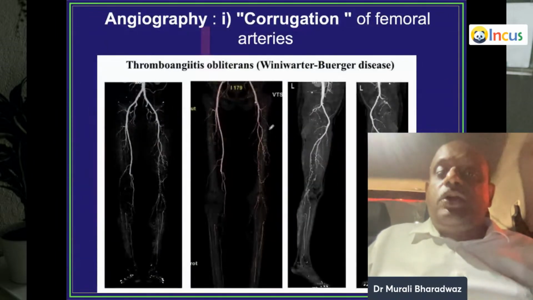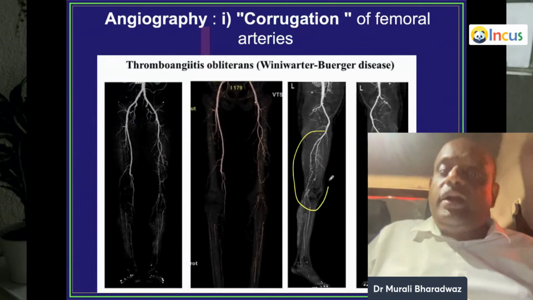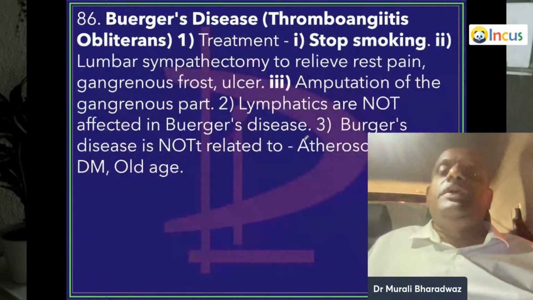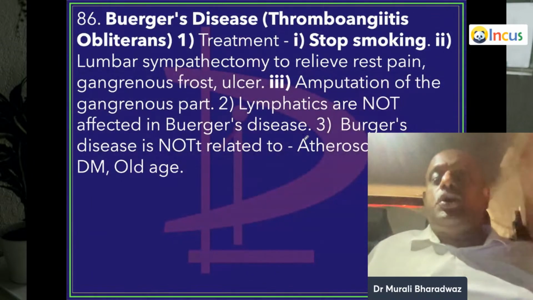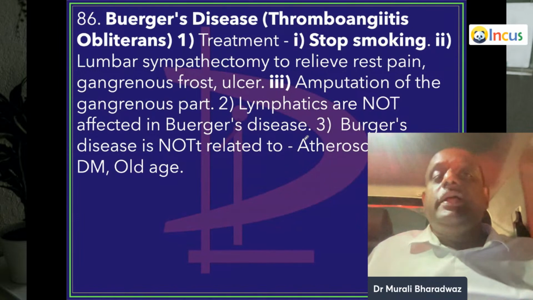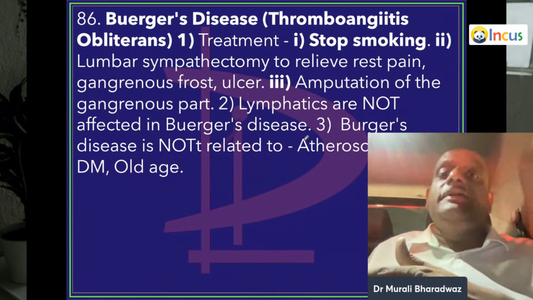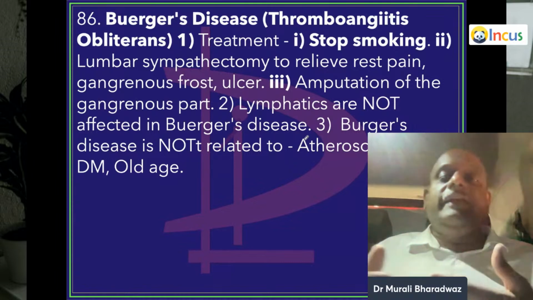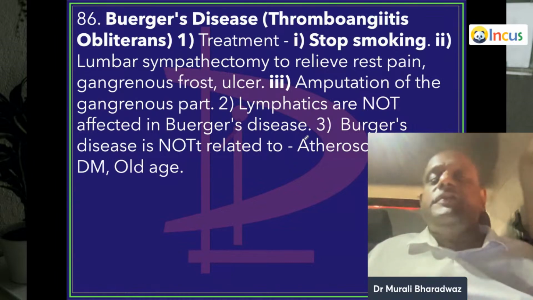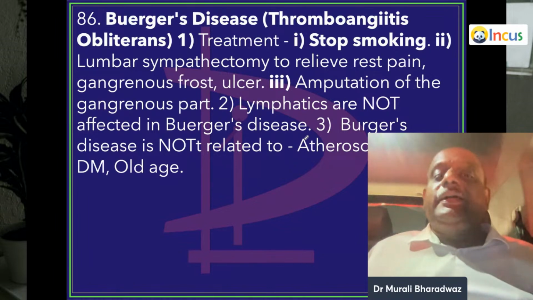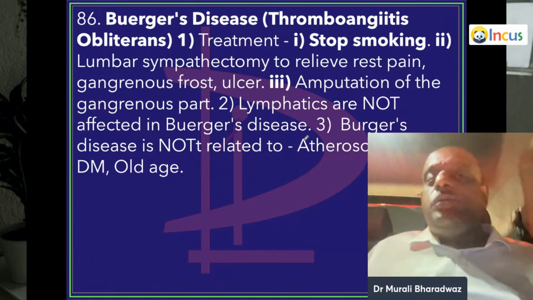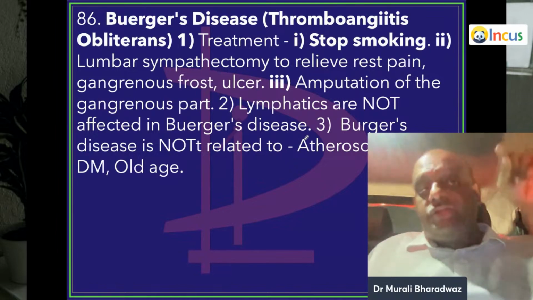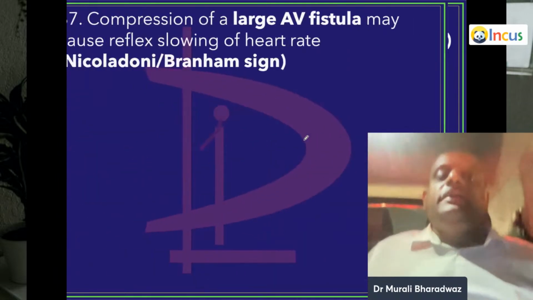So this is the corrugation of the femoral arteries, which is very classical of Thromboangiitis Obliterans. So how do you treat? Stop the smoking, lumbar sympathectomy. It will relieve rest pain, gangrenous frost, ulcer, everything. Amputation of the gangrenous part. And if it is not related to old age, not related to diabetes, not related to atherosclerosis, then you call it Buerger, is what you need to remember.